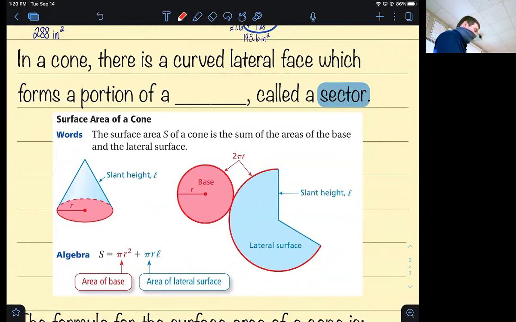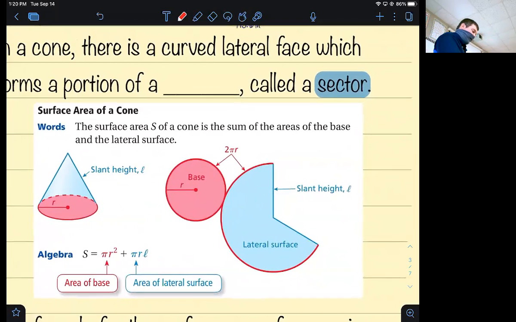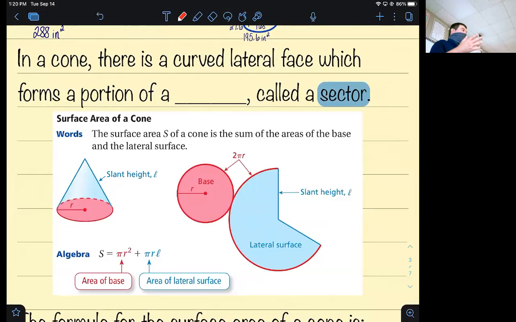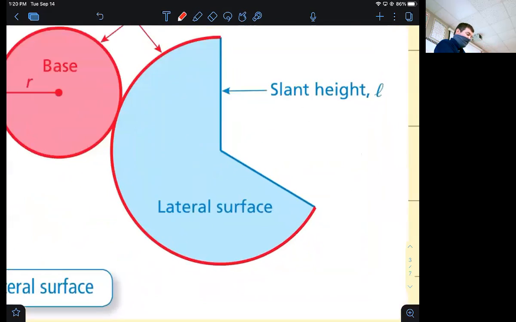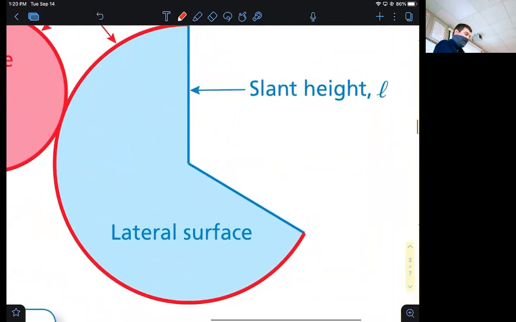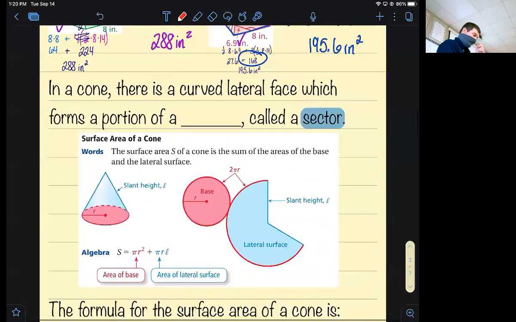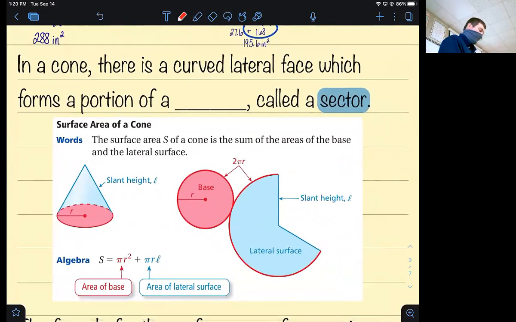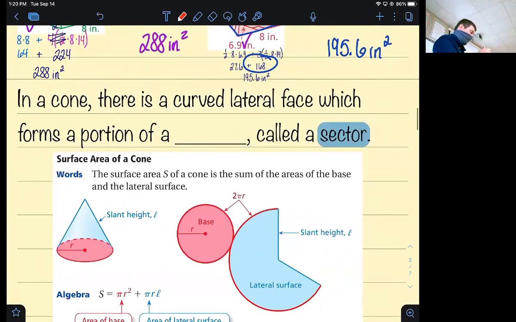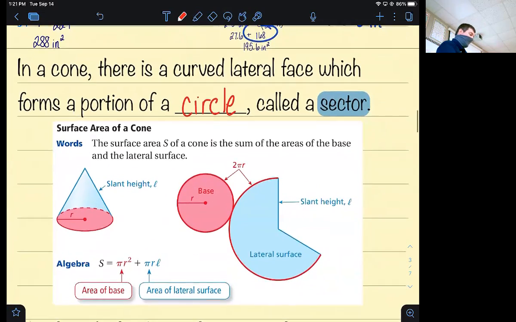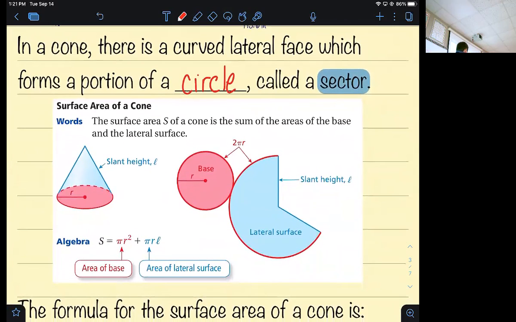When you unroll the curvy part of a cone, we know the lateral sides of the pyramids are all triangles. I can't really call that a triangle, although I see it kind of has triangular qualities. It's not a triangle though. In fact, we call it a sector. So in a cone, the curved lateral face, which forms a portion of a circle, is called a sector.